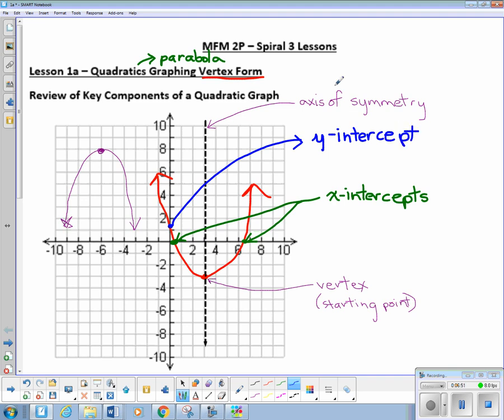So pretty much everything I've talked about here is things that we have seen before in previous spirals. So it's just trying to bring it from the back part of your brain to the front so that we're going to be able to use it. As I said, our title is Graphing in Vertex Form. The reason it's called vertex form is that the way the equation is written down, we can read the vertex from it. And that's what you're going to be learning.